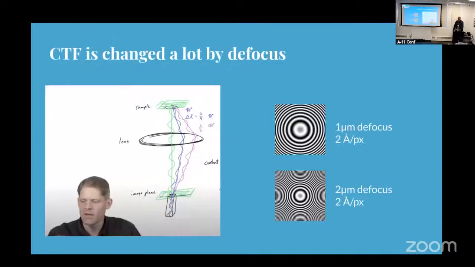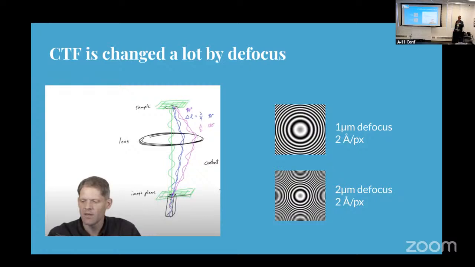So the CTF, I won't go into too much detail, but electrons that scatter at different angles have different path lengths, and then when those things refocus, they constructively or destructively interfere at different spatial frequencies. Grant Jensen has a really nice video on this if you want to follow up in a little bit more detail. But the main thing that you need to know is that as the defocus parameter changes, the shape of this CTF changes a lot.